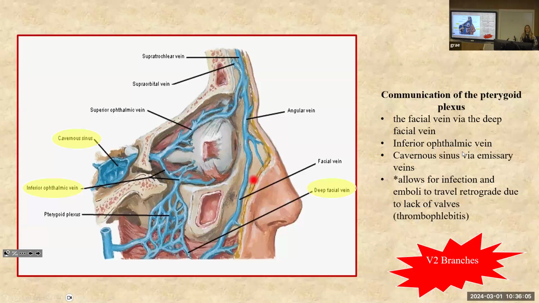And then you can see how the deep facial vein has communication with this pterygoid plexus. And so if you have any kind of infected wound or other parts of skin and hair follicles that might be infected, you can have some retrograde flow and it can get up into the orbit. But there are also some emissary veins that allow the infection to go directly to the cavernous sinus. And so this is just to reiterate that.